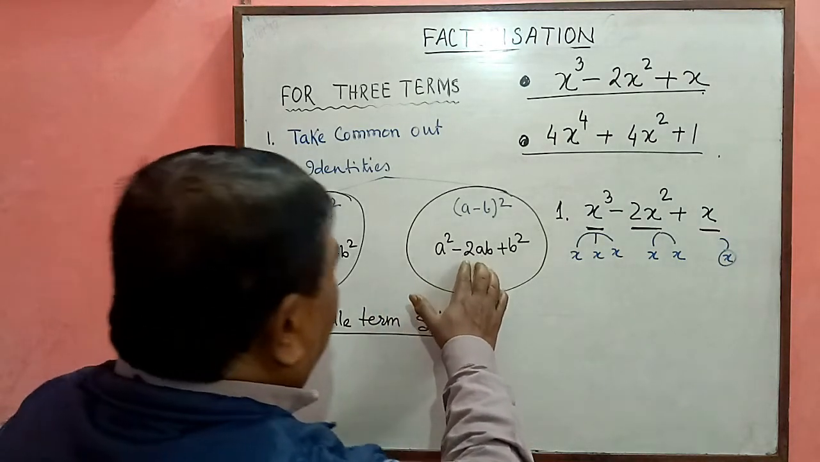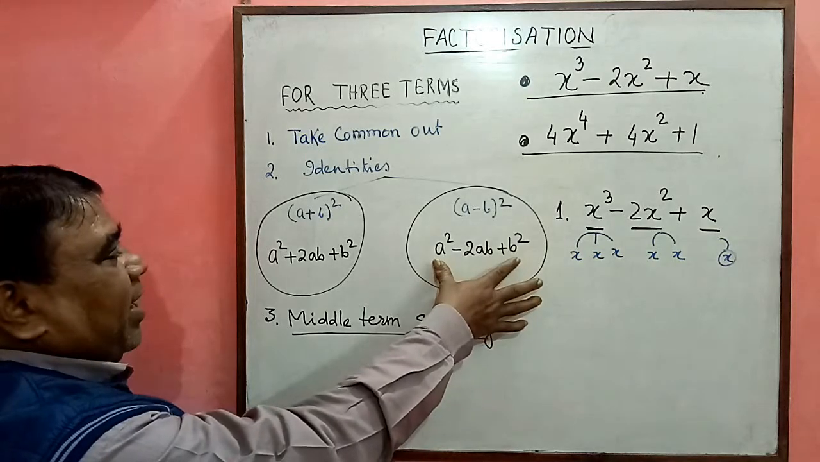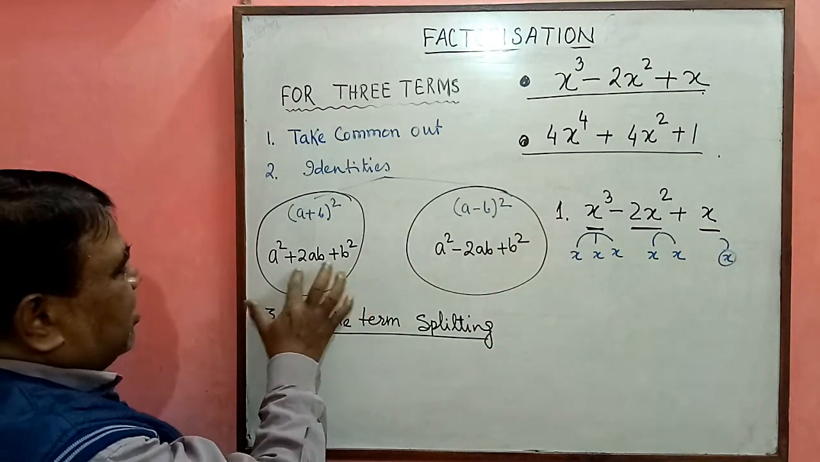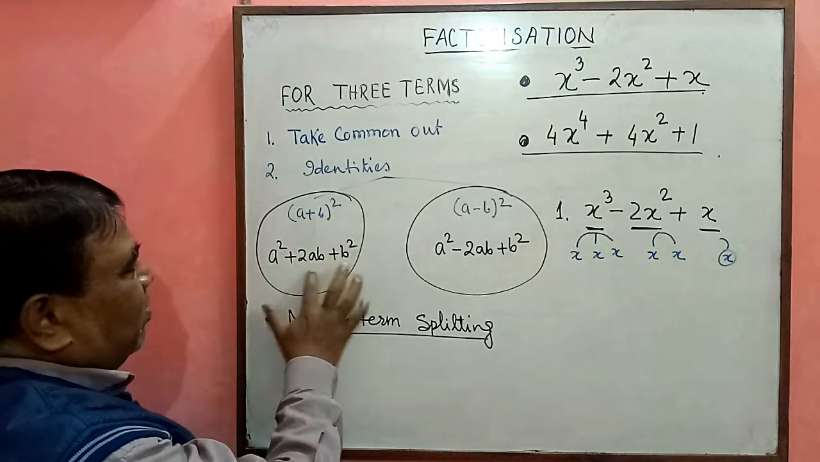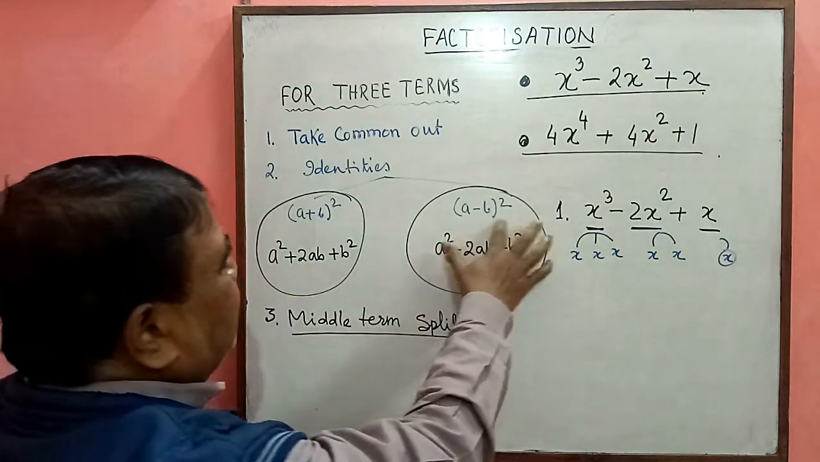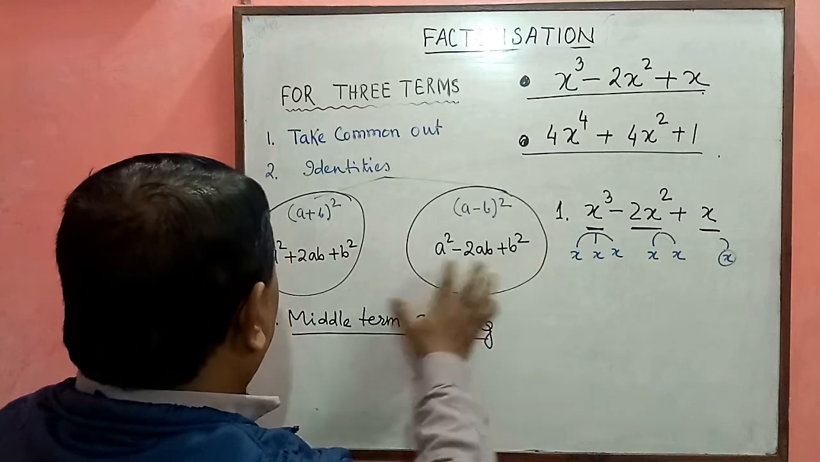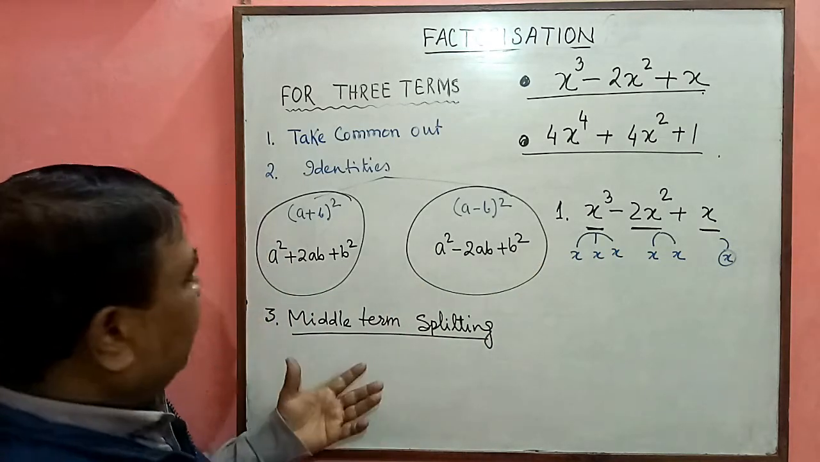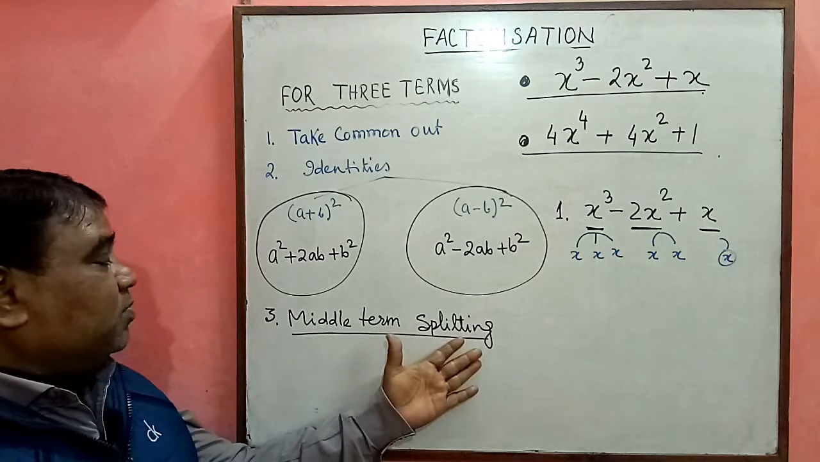Here again, you see squares are on the positive side. The only difference is here: if it is (a plus b) whole square, this will be plus; if it is (a minus b) whole square, this is minus 2ab. This is the basic difference between these two. And then we have the third one, middle term splitting.